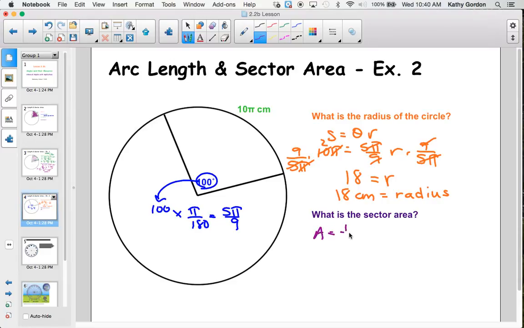So what was it, now I have to remember. 1/2 theta r squared, right? Okay, so we're filling in 18 for r. That's going to get squared. What else? The angle, you can fill in 5 pi over 9. And then we need the 1/2, right? Okay. So can I do some canceling before I start multiplying stuff out?